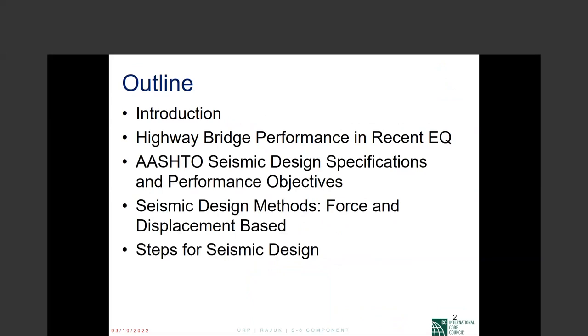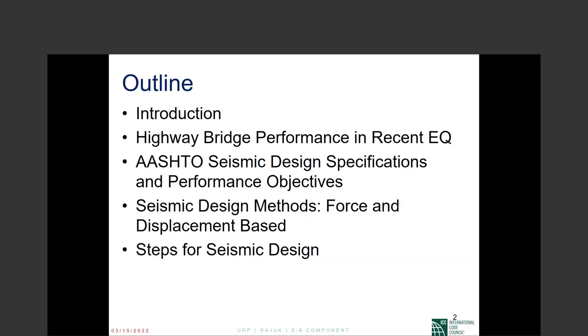This is the outline of my talk. The first thing is that I will give you some information about myself, and then I will tell you about the behavior of the highway bridges in the recent earthquakes. This is extremely important because that's how we learn the behavior of the bridge. We can learn from two things: from experimental testing in the lab, or from the field.